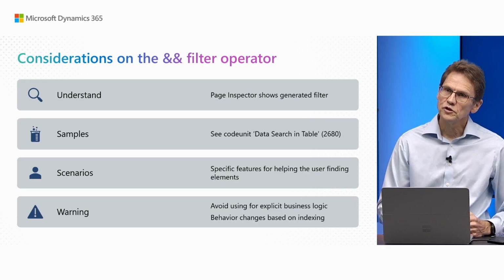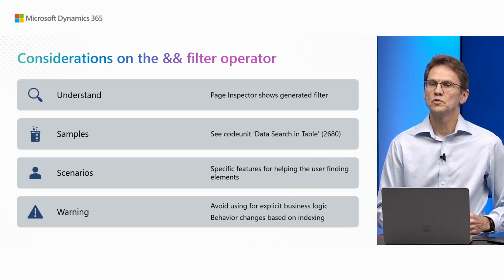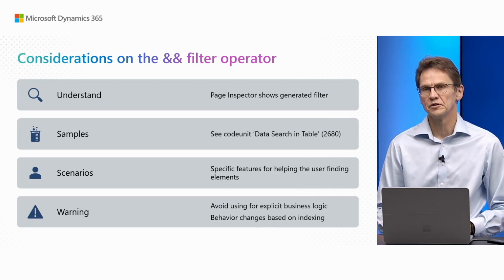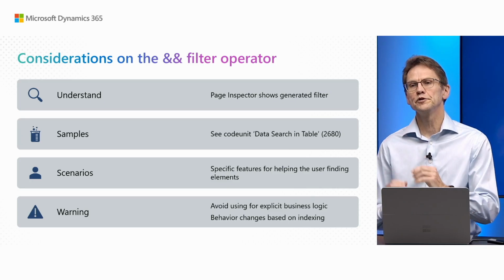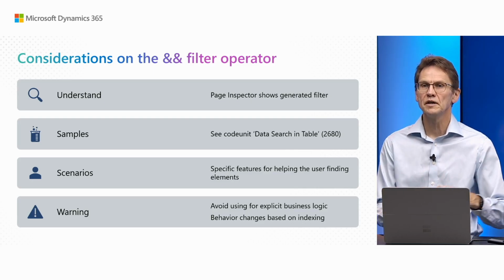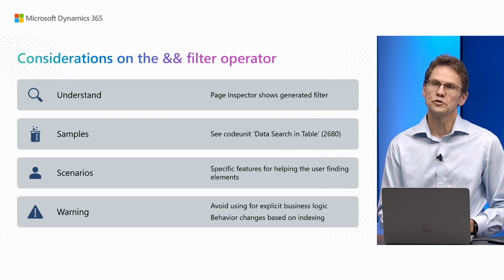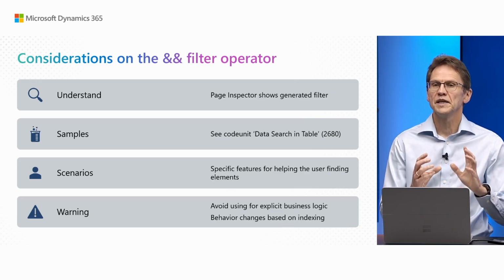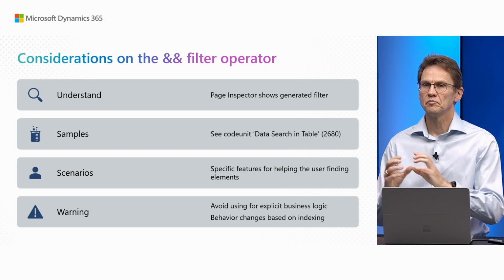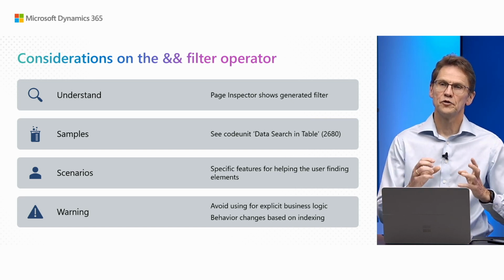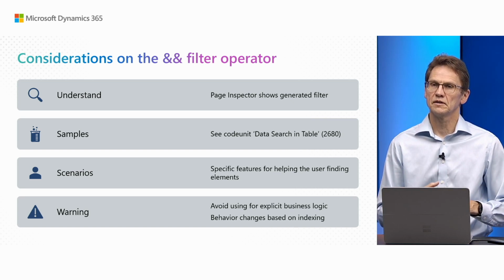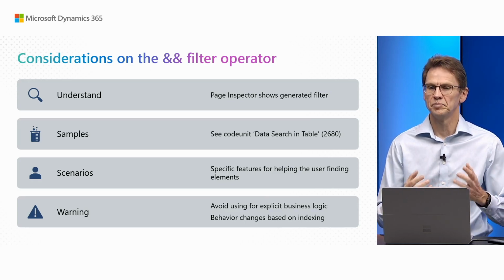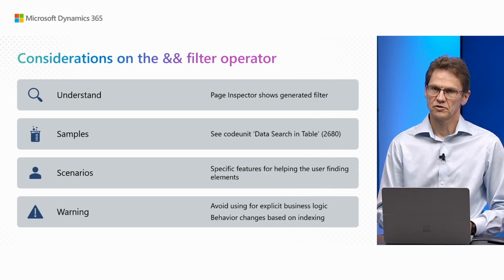The scenarios where you want to use this would be where you implement specific features for helping the user finding elements. You would normally avoid using this for explicit business logic, where you're better off using existing equals filters, etc. Also because the behavior here changes based on whether the user has enabled this modern search and also on whether the field has been optimized for text search.